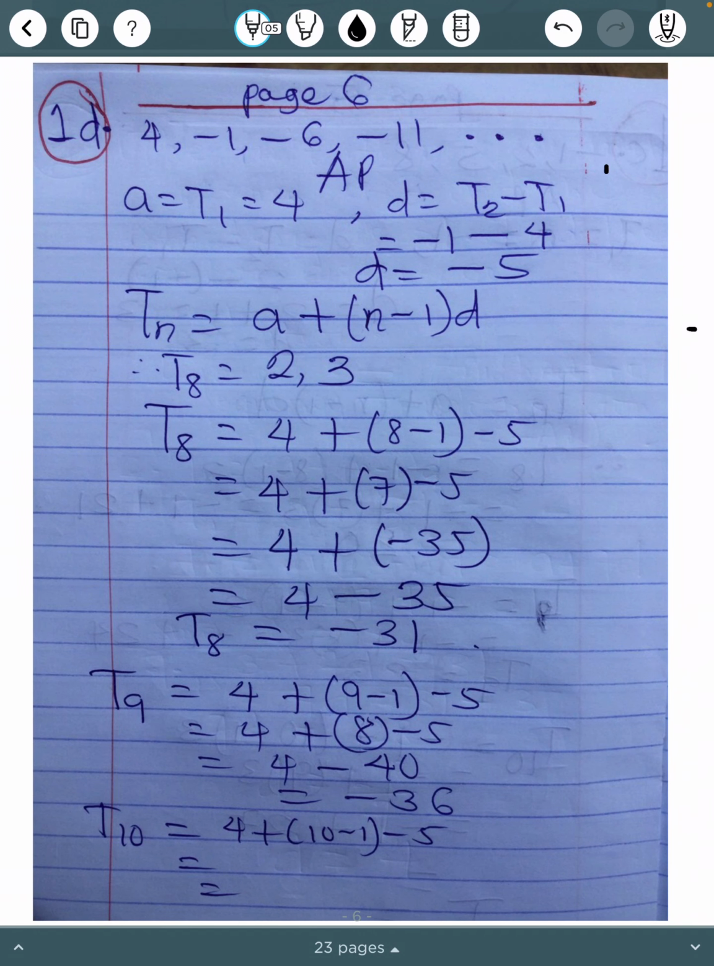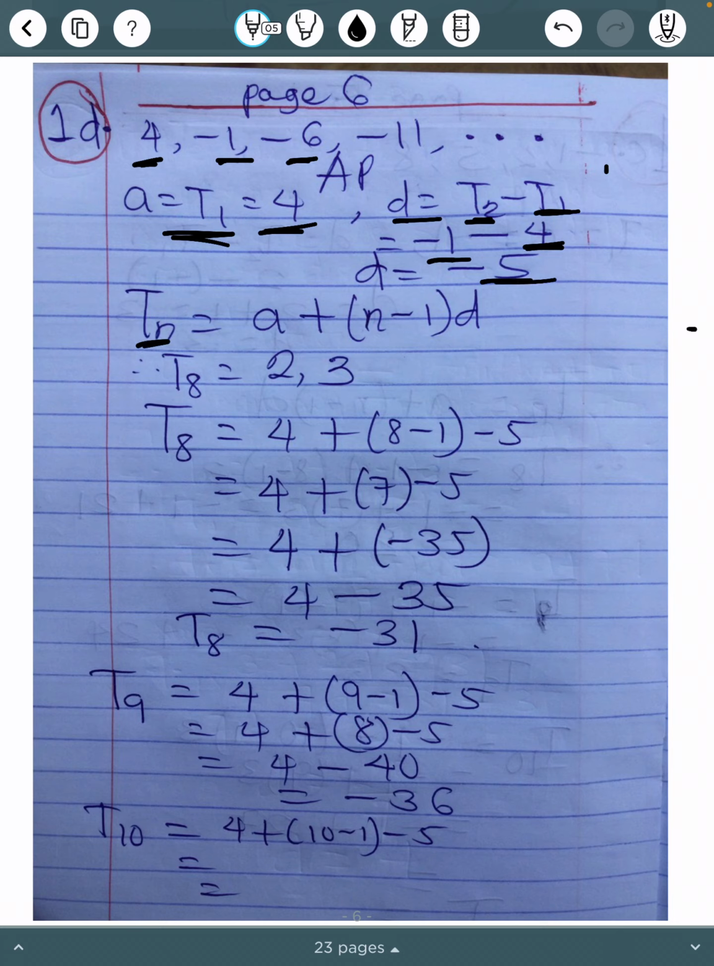Now, look at this question D. In question D, my first term is 4, my second term is -1, my third term is what? -6. So, writing T1 is 4. My common difference will be second term minus first term. That gives me -1 - 4, and that gives me -5.